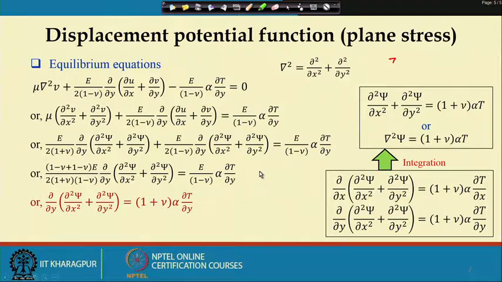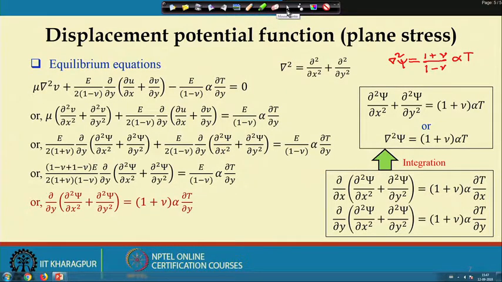For the plane strain case, we had del square psi equals (1 plus nu) by (1 minus nu) into alpha T. So, this was for the plane strain case and this is for the plane stress case. The only difference lies in the coefficient of this thermal part. The other part remains exactly the same. So, this actually helps you to remember the equation itself.